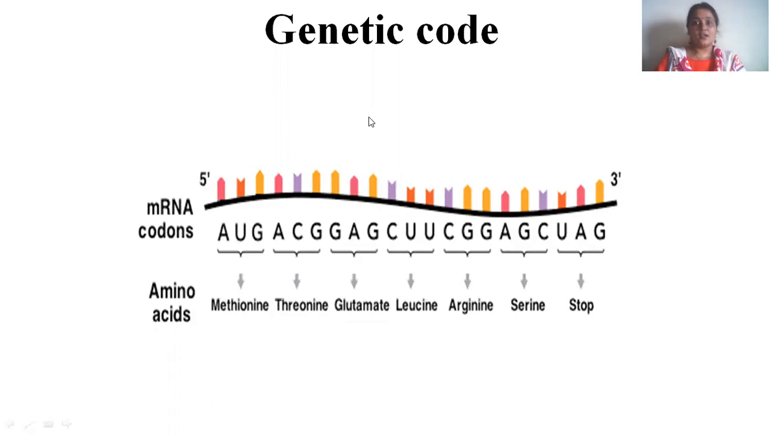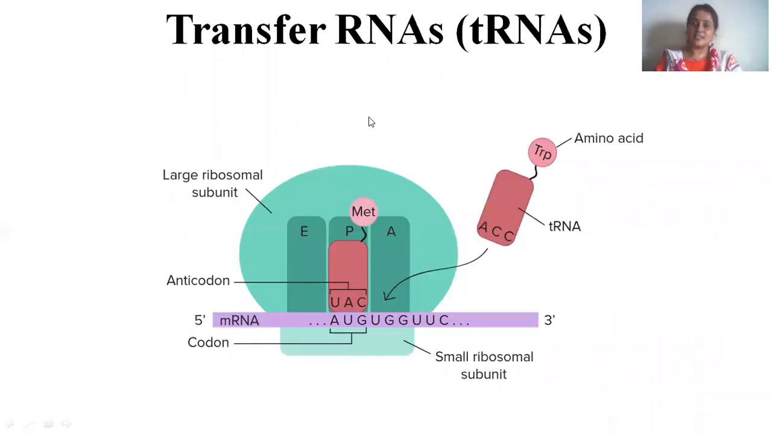Now, to understand translation, we have to move forward to check the structure and role of tRNA and rRNA. From this figure, I hope you can understand what we are going to learn about. First, we'll go with the structure of tRNA. From here you can see this is the structure of tRNA and this is the ribosome.